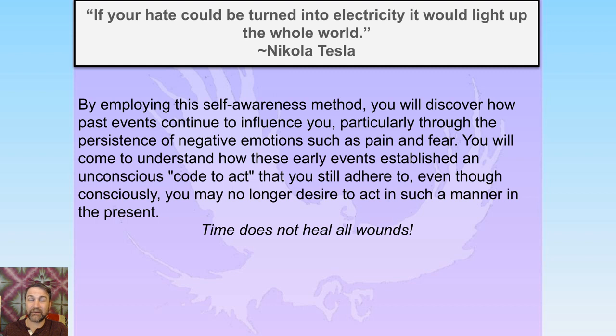Time does not heal all wounds. In fact, it just covers them up. Like a tree, as my example, will lose a limb, and there'll be a knob that's created around that, and then bark will grow over that, and so on and so forth. There's always going to be a knob. If you had taken a slice of the tree there, you'd always see that knot within the rings where the branch once was. And I love the quote by Nikola Tesla: if your hate could be turned into electricity, it would light up the world. Isn't that the truth? And I think anybody that has felt true emotional power would know that.